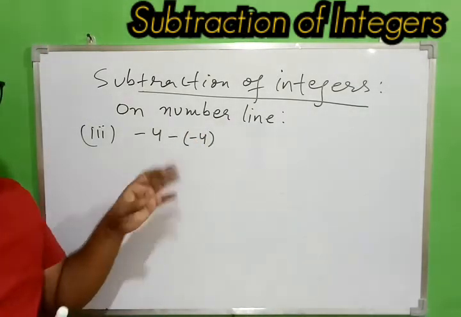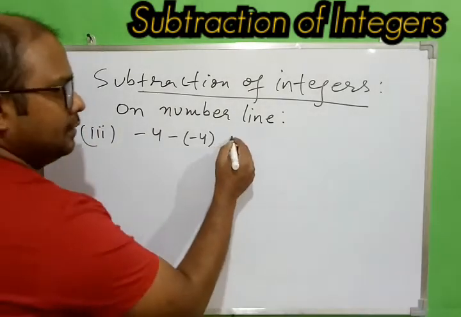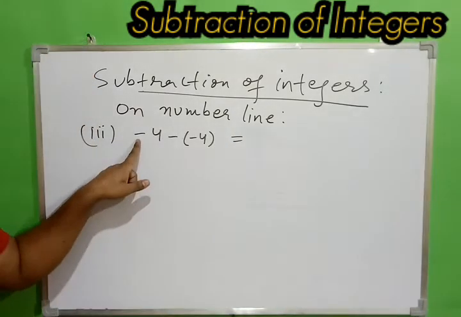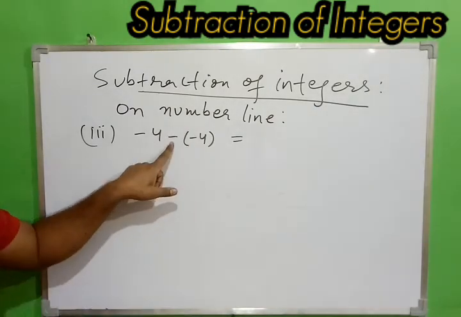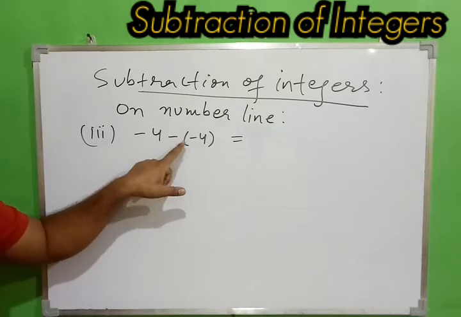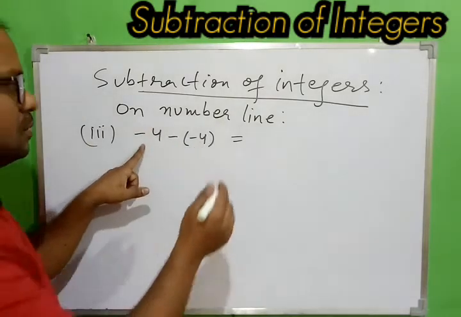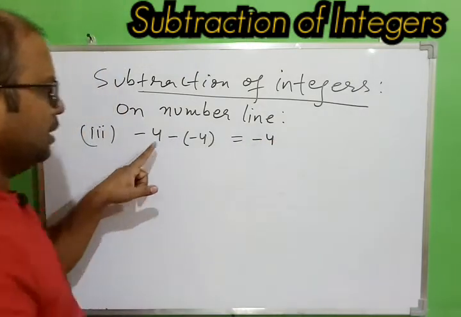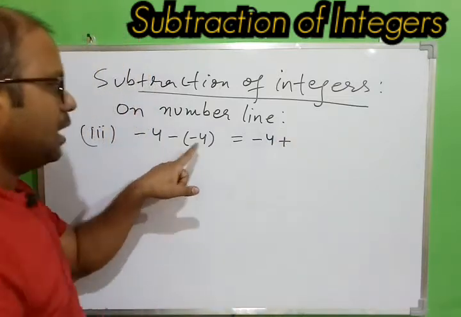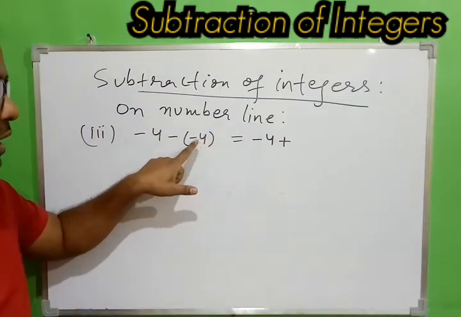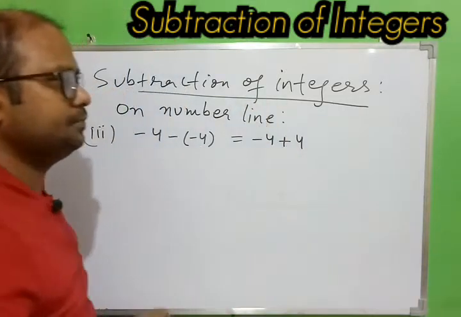Now here we need to see what is to be done. Again the same thing is there. Here we have minus 4 minus again minus 4. So what is to be done? We know this minus has to be replaced by plus, and within this bracket the minus must be replaced by plus again. This subtraction has to be converted into addition, and then we have to take the additive inverse. The additive inverse of minus 4 will be plus 4. So we take plus 4.